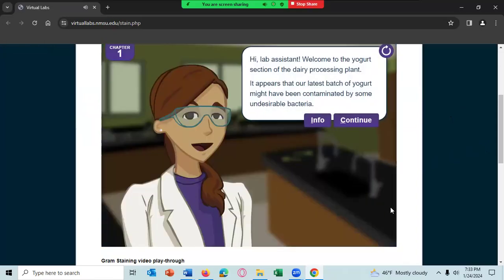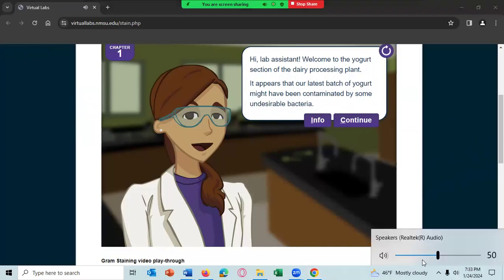Hi, Lab Assistant. Welcome to the yogurt section of the dairy processing plant. It appears that our latest batch of yogurt might have been contaminated by some undesirable bacteria. So we'll be doing the gram stain to look at what bacteria may have contaminated the yogurt they were making.